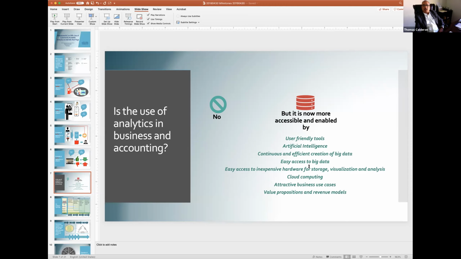Artificial intelligence is a lot more commonplace. We have, again, continuous and efficient creation of big data, particularly with the phenomenon of data at source. We have very, very easy access to big data. It's not like in the old days where to have access to data, you actually had to be at the site where the data was being stored. Now you have access to data via the cloud. And there are many, many tools that facilitate easy access.